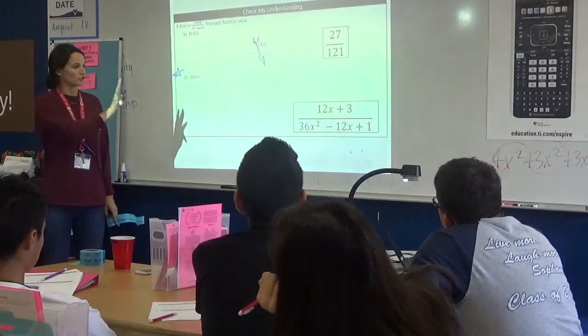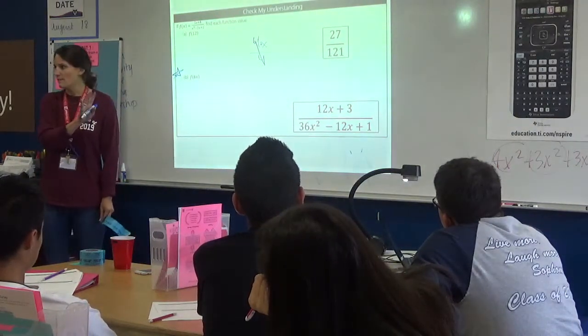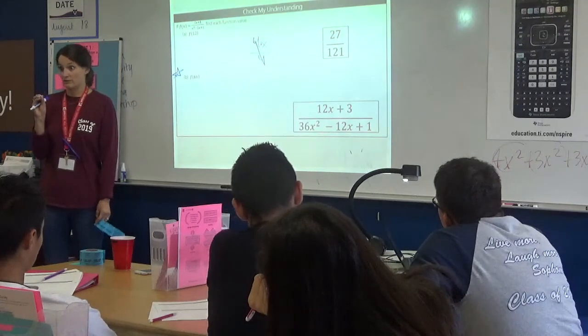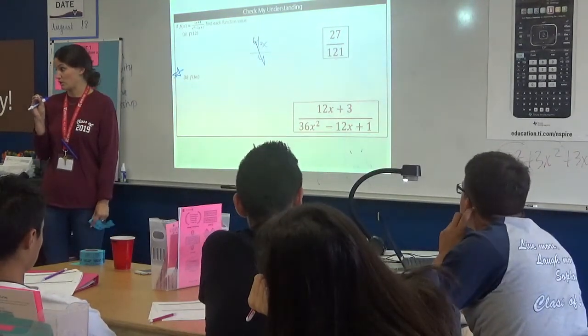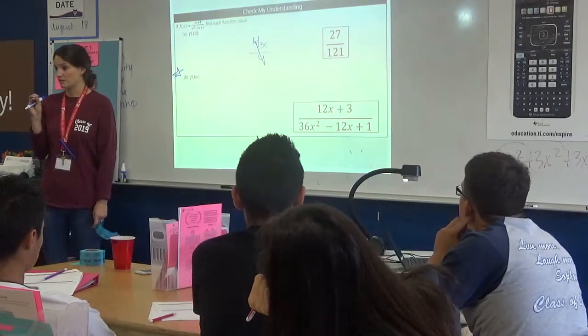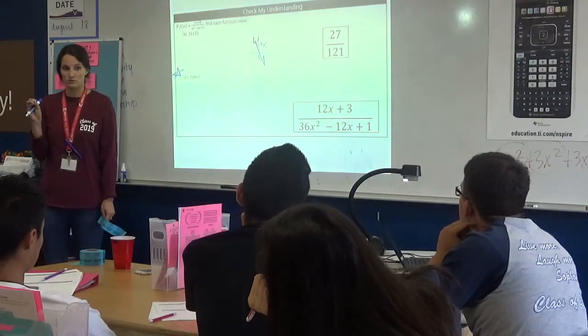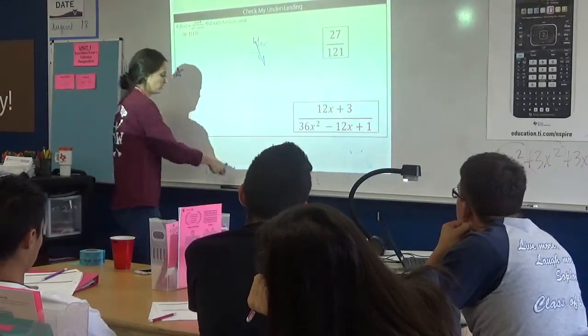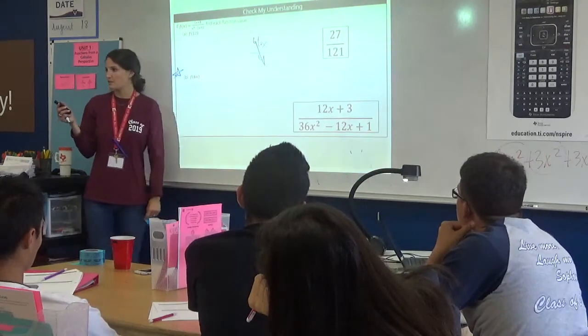But I'm going to go ahead and just leave it where we're at for right now. We can't cancel the 12x's though, because then we've got addition and subtraction going on, okay? So we're just going to leave it like that, and we're good. Cool? Alright, so you've got a few of these on your problem set to work on this weekend.